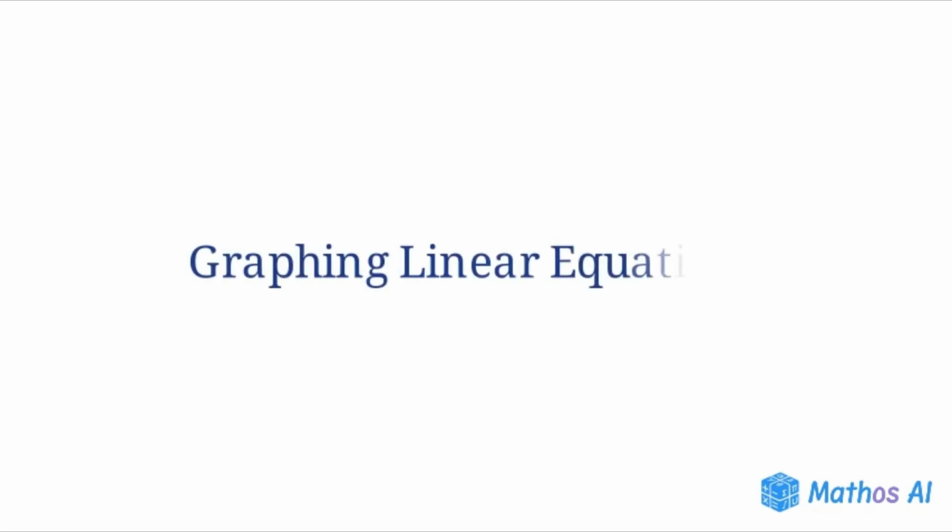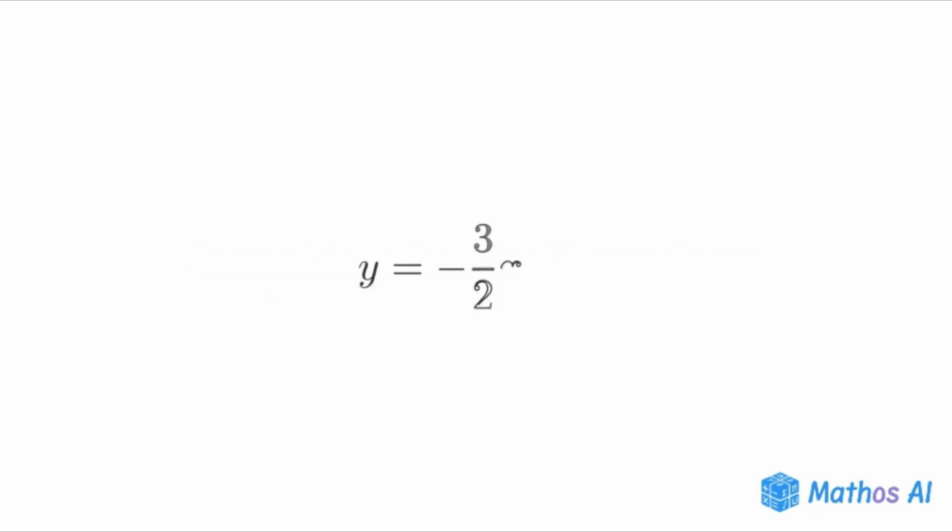Ever wondered how a simple equation like y = -3/2 x - 4 can draw a perfect line on a graph? Today, we're demystifying linear equations by graphing them step by step. Our journey begins with this equation. y = -3/2 x - 4.